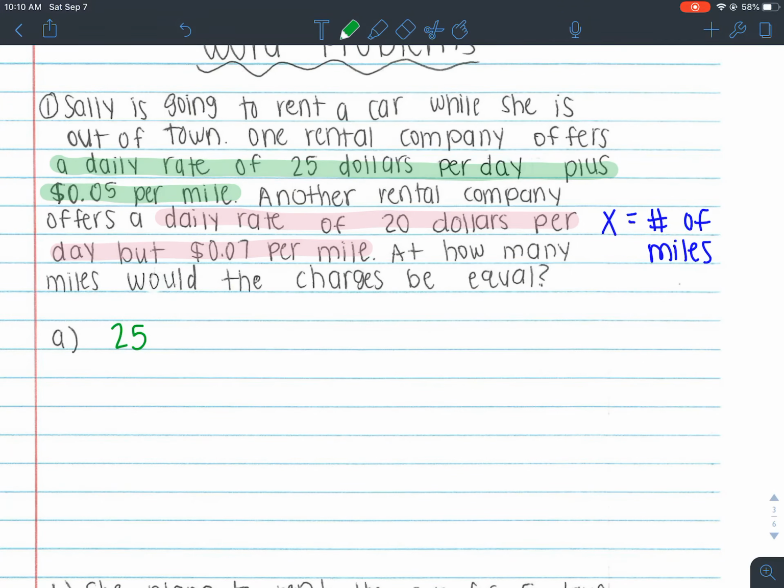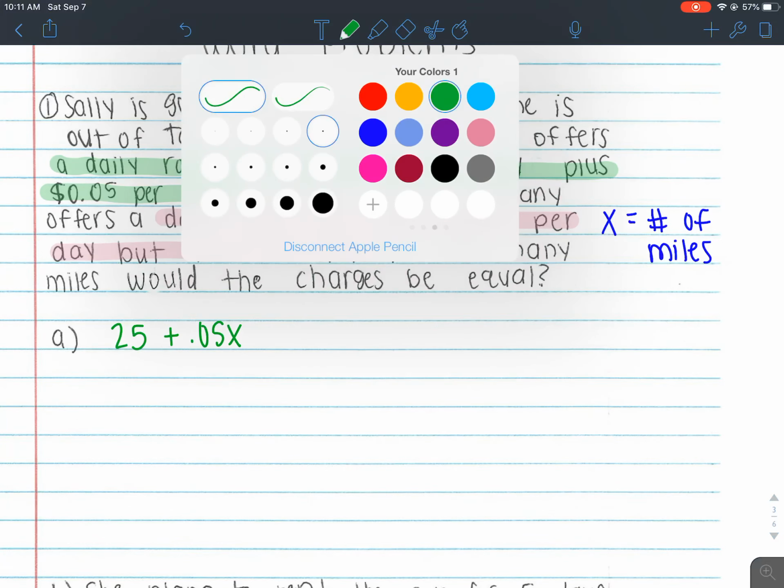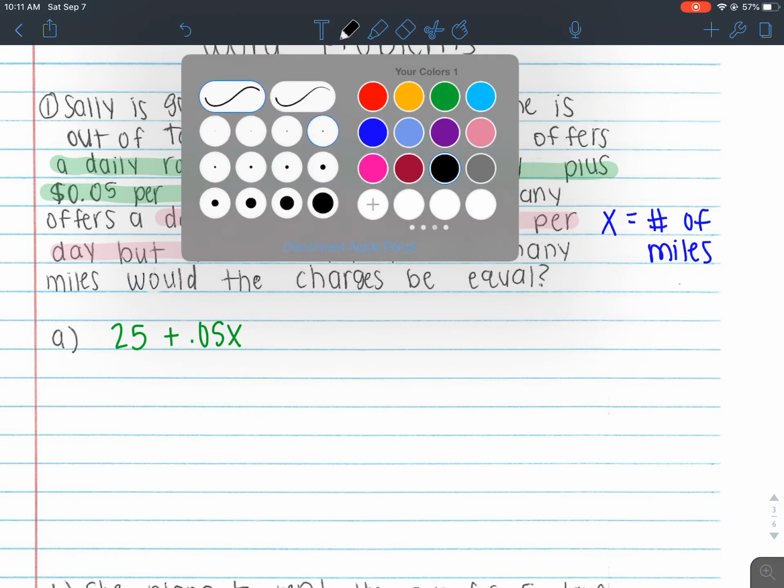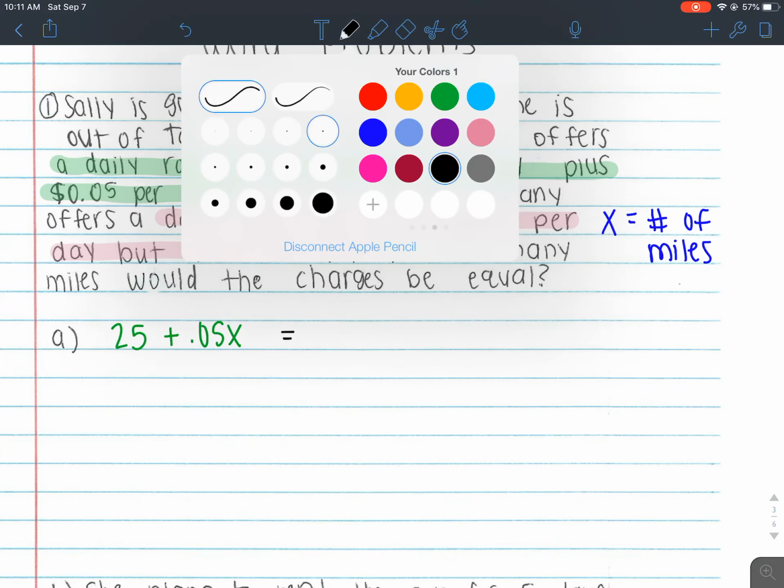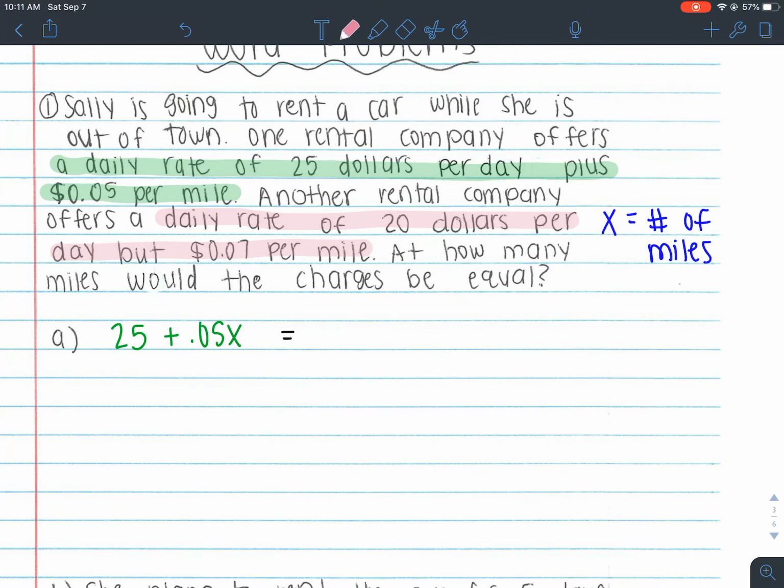Okay, well, if I don't know how many miles I'm going, but I do know how much I'm charged, I'm going to put 0.05x. Now, the $25 and the 0.05x, I'm going to add those 2 things because it's going to give me my total for how much it's going to cost to rent from that company. Now, you can put 0.05, but I just put .05 because I don't want to have to write another 0. Okay, and then the other company. Actually, let me get rid of these equal signs.